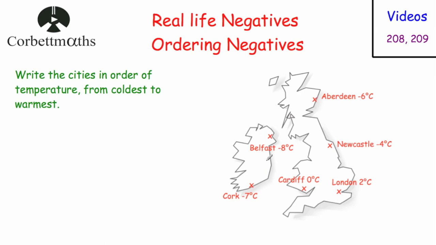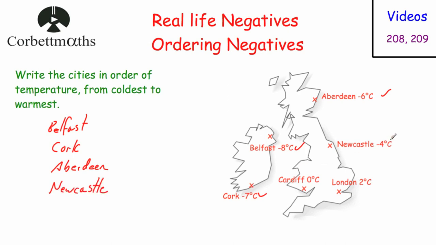So if we have a look, Belfast is the coldest at negative 8. Then we've got negative 7, which is Cork. Then we've got Aberdeen, which is negative 6. After that, we've got Newcastle, Cardiff, and London left. Well, Newcastle has a temperature of negative 4 degrees Celsius, so Newcastle. And then we're left with Cardiff and London. Well, Cardiff is 0 degrees Celsius. And finally, the warmest city is London with a temperature of 2 degrees Celsius, so London.